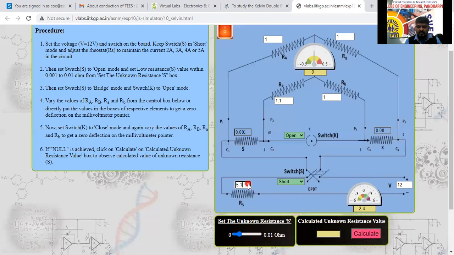By increasing, is the current inversely proportional to the resistance or directly proportional to the resistance?